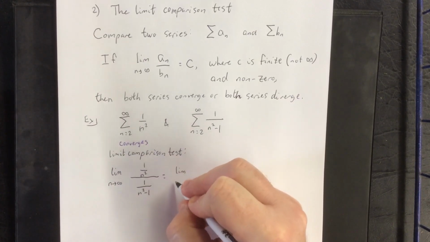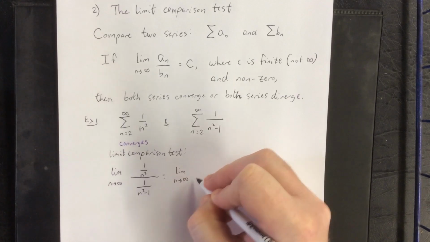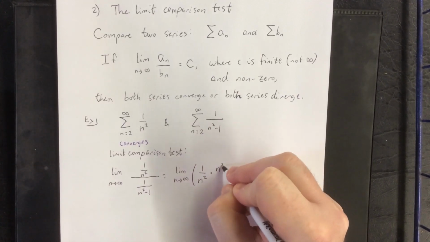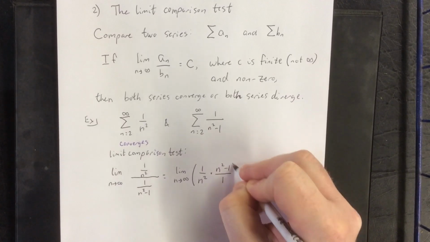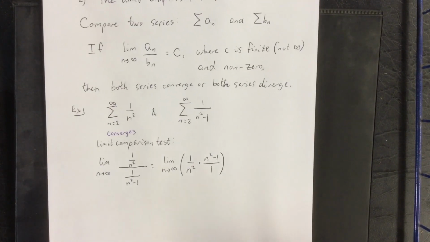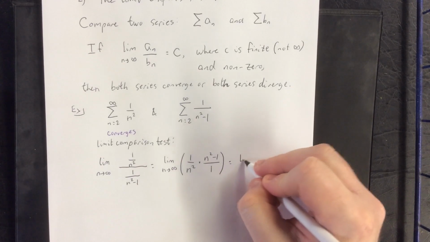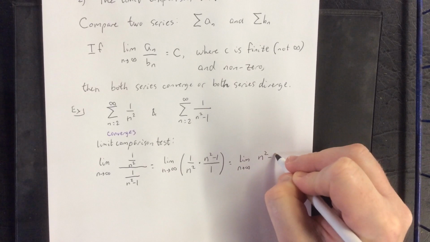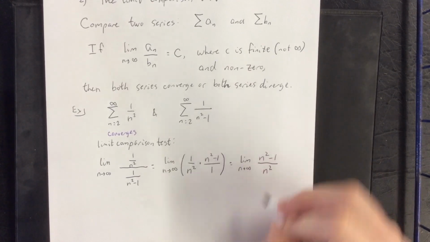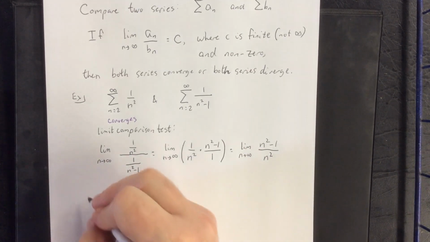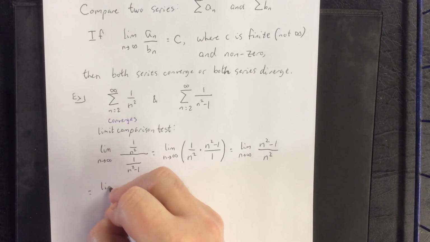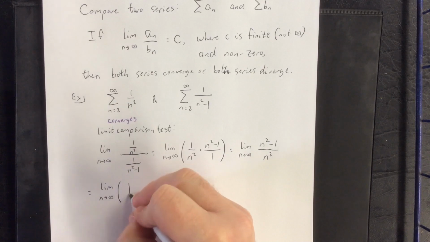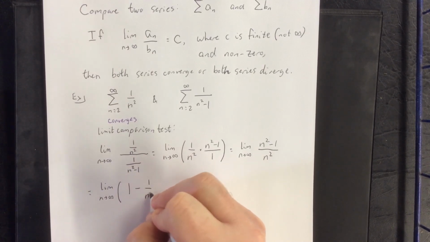Now, technically, this takes the form 0 over 0, so we could perform L'Hopital's rule. Instead, what I see here is a single fraction divided by a single fraction, so I'm going to change it to be multiplying by the reciprocal. This will be the limit as n goes to infinity of n squared minus 1 over n squared. I'm going to distribute that n squared to both of the terms in the numerator, and we will get 1 minus 1 over n squared.